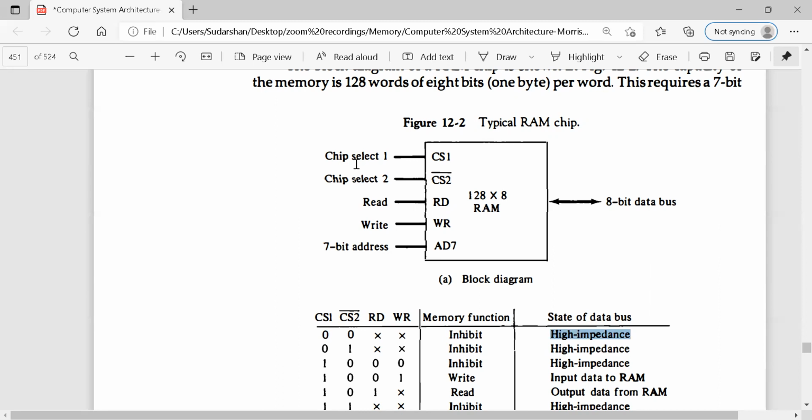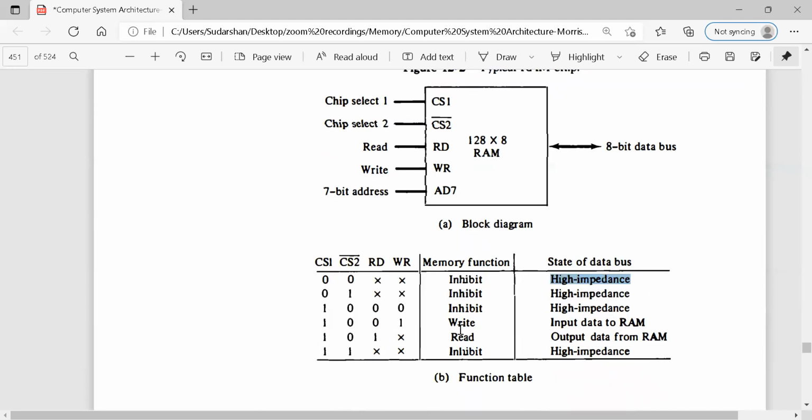See here, when chip select 1 is going to be 0, no chip is selected. Only when it is 1, the chip is selected. So if it is 0, irrespective of whether chip select 2 is either 0 or 1, no problem at all. When the chip is not selected, we are not bothered whether we perform a reading operation or a writing operation. It will go to the high impedance state. That is called the inhibit state.